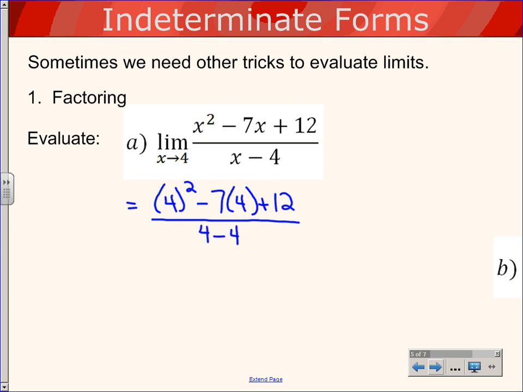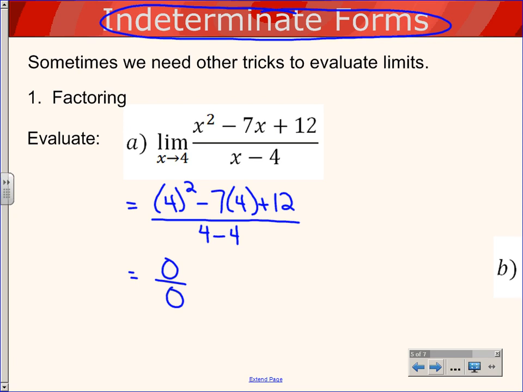So this is skipping a whole bunch of steps, right? But assuming that what I should do is just end up subbing in the 4, I would get that. Now if I evaluate the top, that's 16 minus 28 is minus 12 plus 12 is 0 over 0. And that's a real big problem. 0 over 0 doesn't tell us much. 0 over 0 is something called an indeterminate form. And an indeterminate form means there's some information there, we just haven't been able to figure out what it is yet.